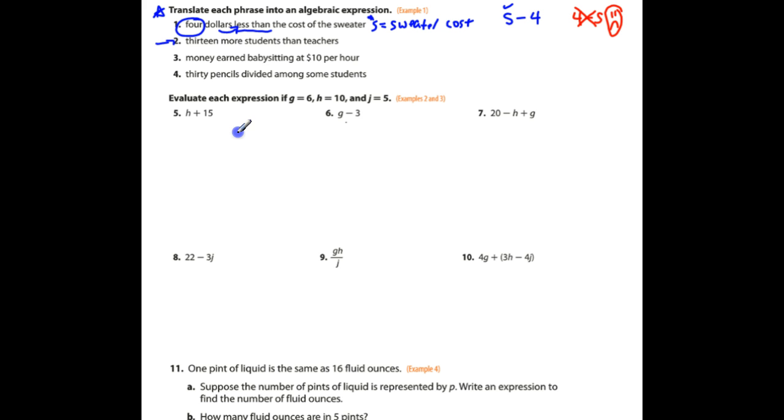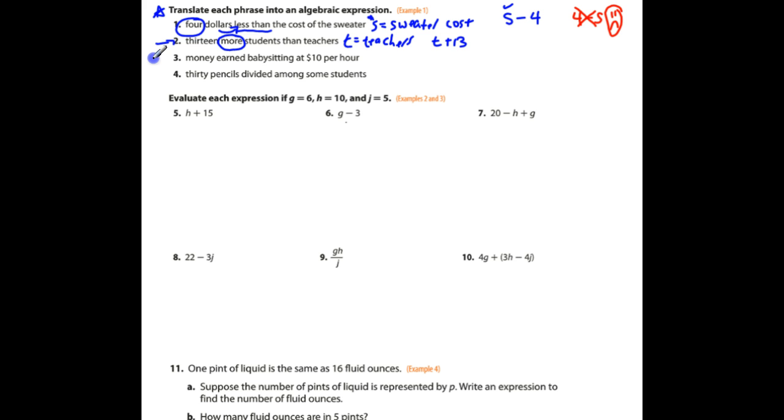Take a look at number 2. Number 2 says 13 more students than teachers. So we're going to say, let's let T be the teachers. So if you have 13 more students than teachers, you would say T plus 13. Why did we say plus? Because you have 13 more. If I have 2 teachers, then I have 13 more students than teachers. It'd be 13 plus 2 to have 15 people there.